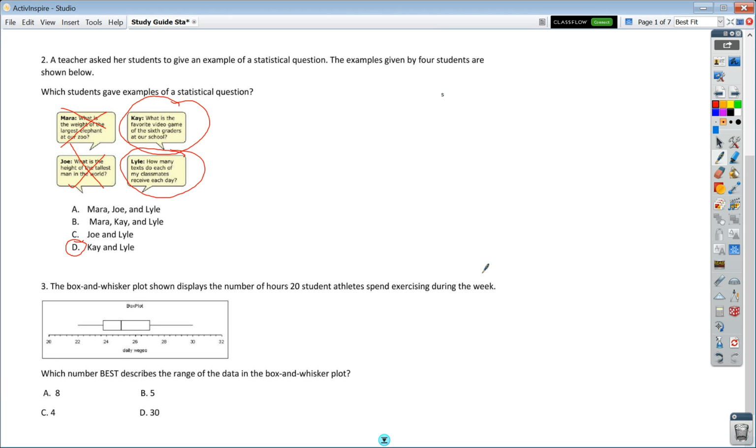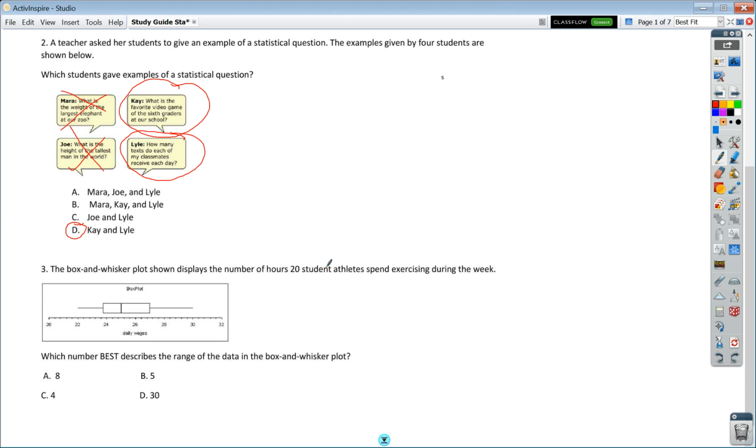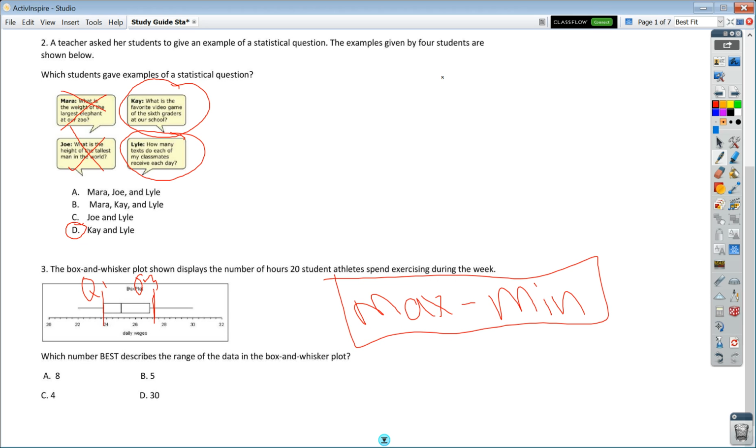Last one says, a box and whisker plot shown below displays the number of hours 20 student athletes spend exercising during the week. We know what number best describes the range. And so we know that range is the maximum minus the minimum. So this is different from interquartile range, because interquartile range is Q3 minus Q1. That's interquartile range, but this is the maximum minus the minimum. So the maximum here is 30 and the minimum is about 22. So the answer is going to be 8.